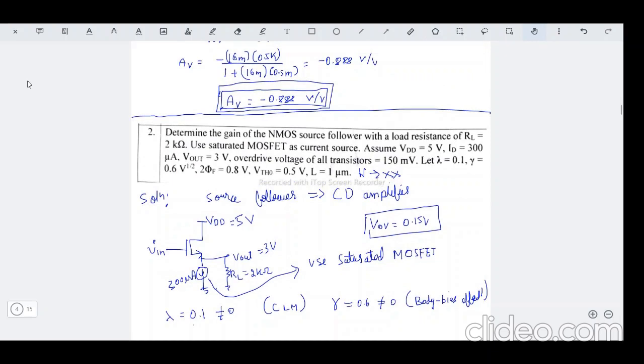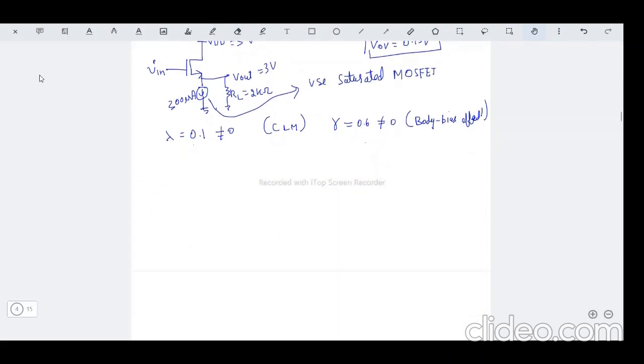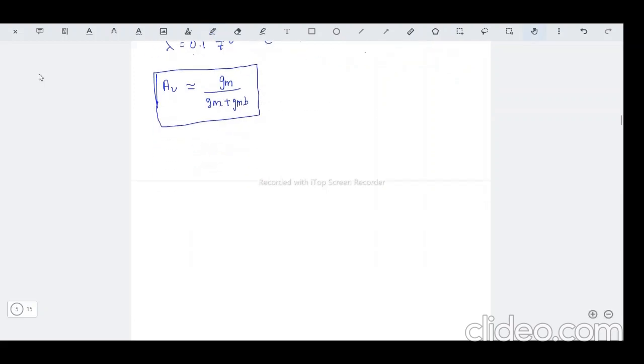So they are asking us to find the gain of the NMOS source follower. We know the gain of NMOS source follower is given by gm divided by gm plus gmb. So now let us find what gm and gmb are and substitute back so that we will obtain the gain.